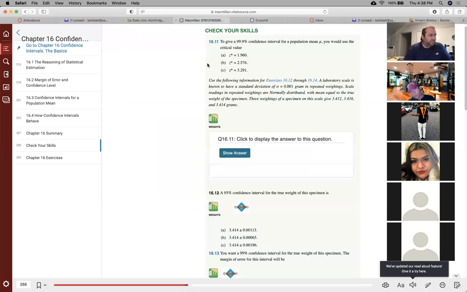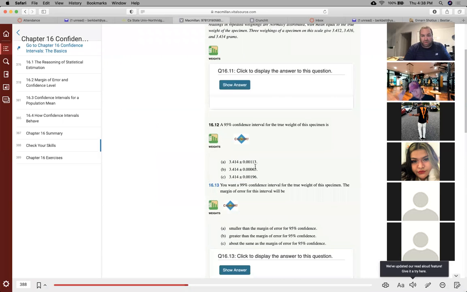Okay, so the next question is, you want a 99% confidence interval for the true weight of the specimen. We already have the 95% confidence interval. Now you want a 99% confidence interval. The margin of error for this interval will be smaller than the 95%, greater than the 95%, or about the same as the margin of error for the 95%. So why don't we go ahead, we haven't done this in a while, in the chat box. On the count of 5, it will be A, B, or C. 1, 2, 3, 4, 5.